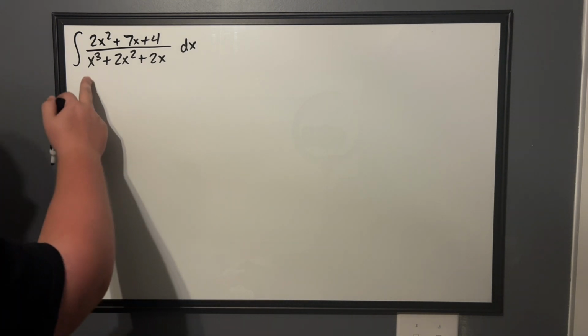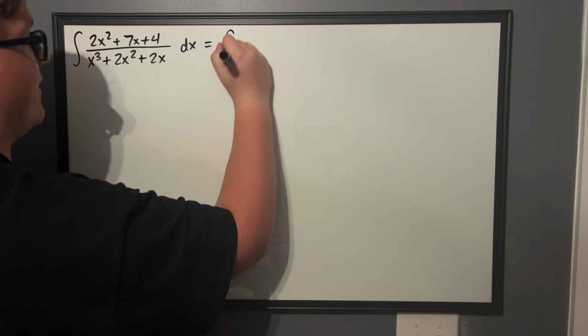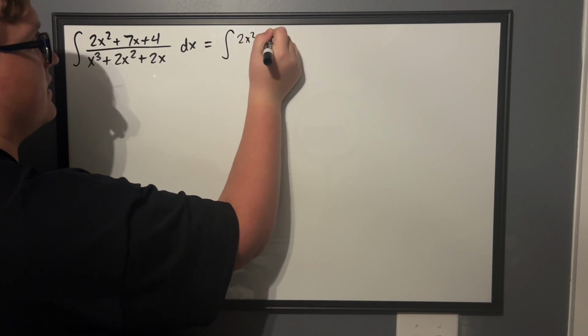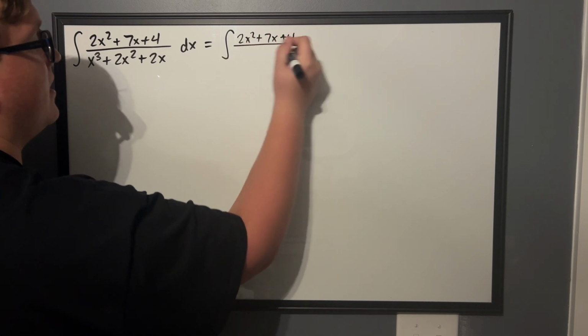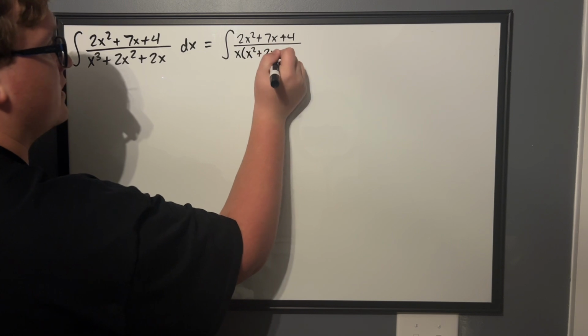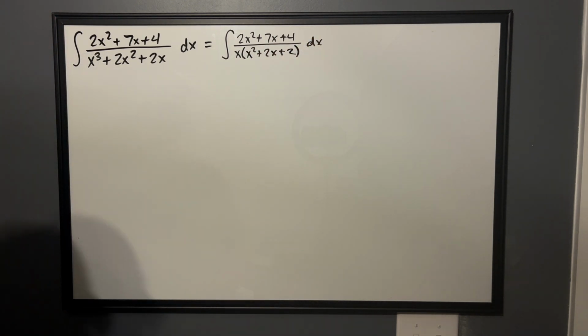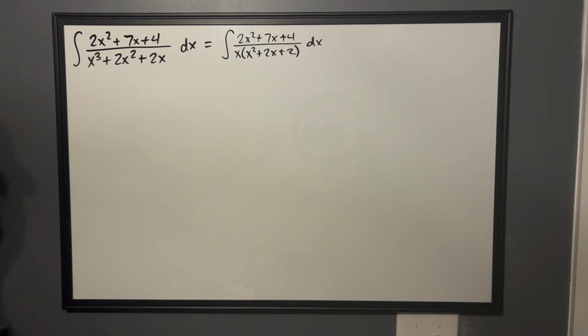So what we're actually going to be able to use here is partial fractions. And the reason is because we can factor an x out of the denominator. So we can say that the denominator is really equal to, I'm going to rewrite the entire integral, 2x squared plus 7x plus 4 up here, and the denominator is the same thing as x times x squared plus 2x plus 2 dx. Now that's all the factoring we can do because this one is going to be irreducible, and that tells us how we need to work with partial fractions here.